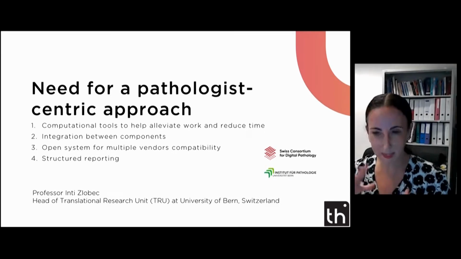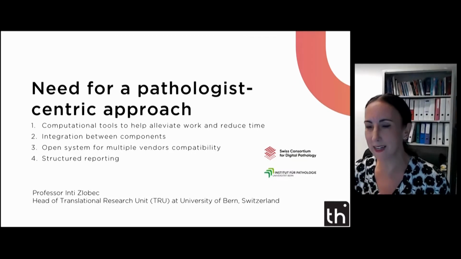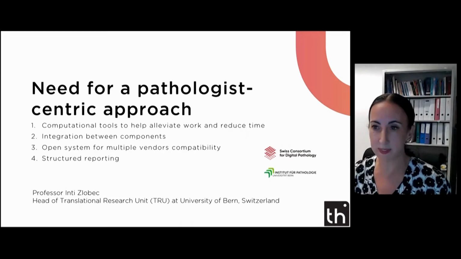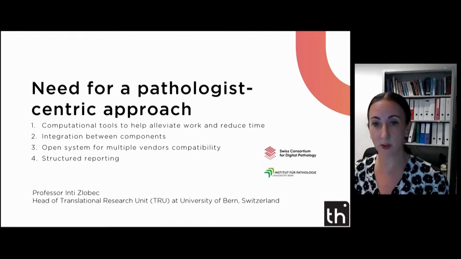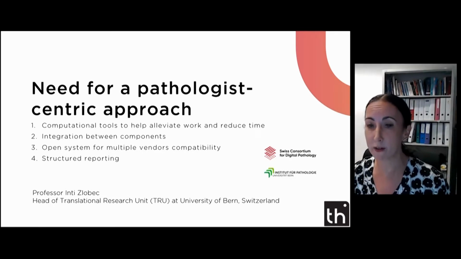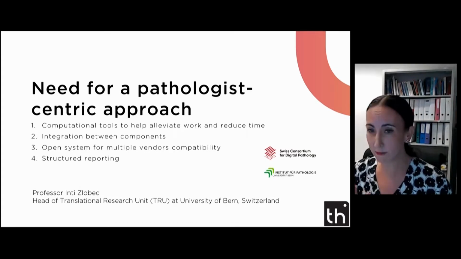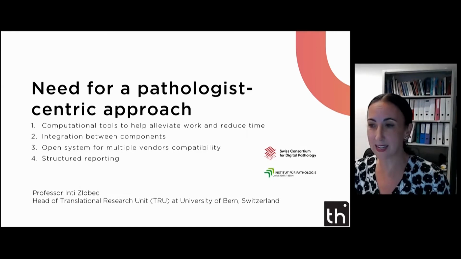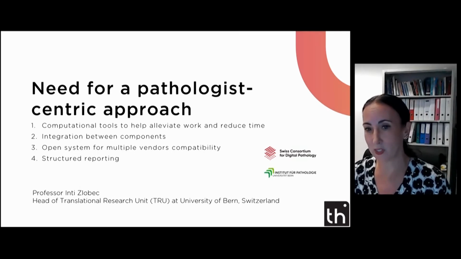However, there can be a distraction when it comes to new tools. It's a very exciting field, and being able to include deep learning algorithms into the daily routine of pathologists is very, very exciting. However, it's very easy also to get off course with what is exactly needed by our pathologists in order to really alleviate work and reduce time.